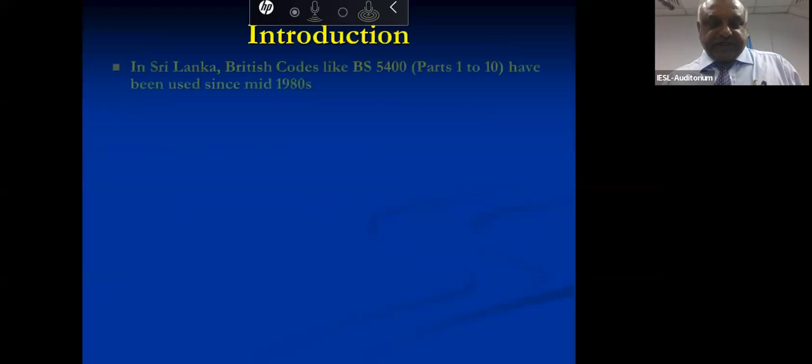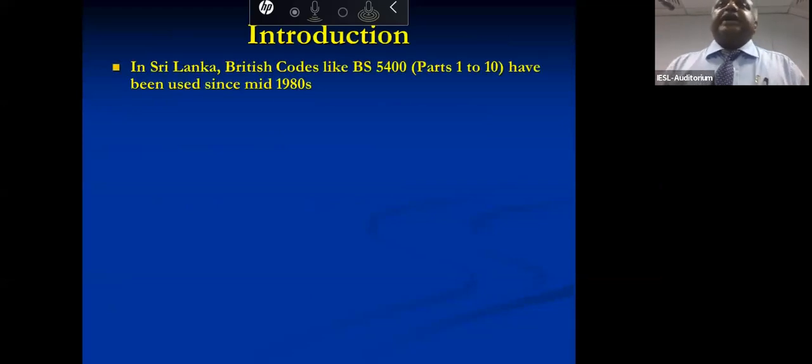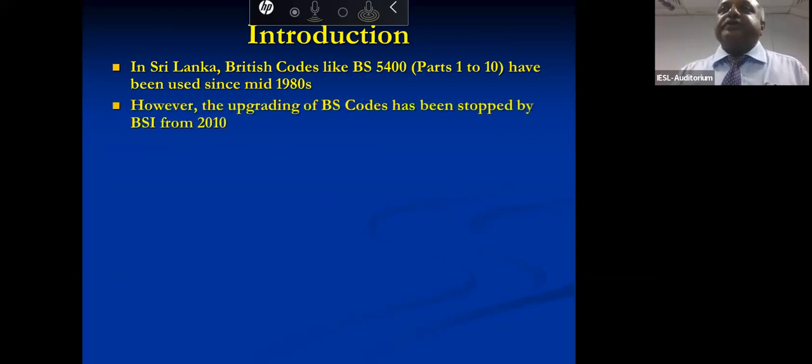So first we'll look at what happened. In the mid-1980s, the Road Development Authority started using BS 5400-1978, which has 10 parts. Most of the time we used the BS 5400 Part 2 loading system. But later, over the last 10 years or so, we used the 2006 loads, which are much higher than the 1978 loads. But now again, RDA has gone to Eurocode loading, and we can see what is meant by those loadings.